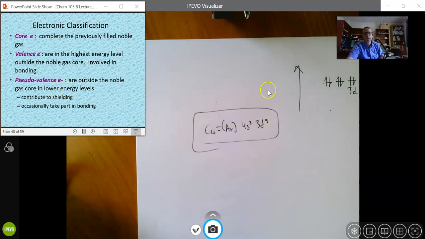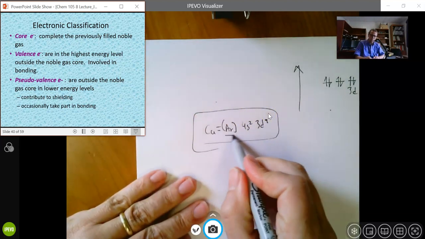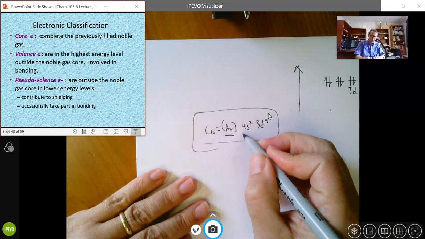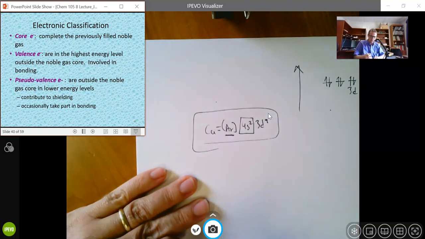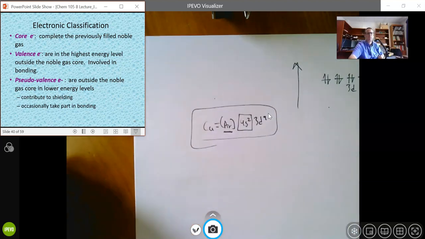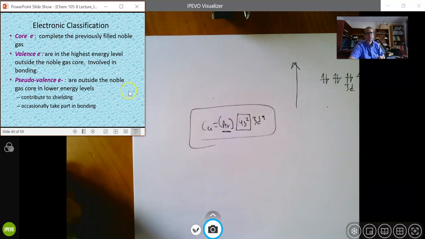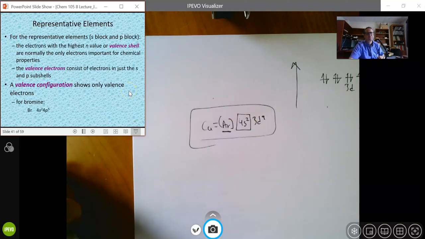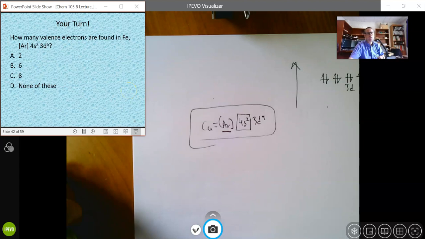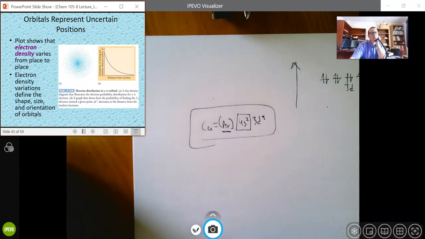9 pseudovalence electrons. Very good. They're electrons that aren't in the core, but are not the highest energy, the highest n value electrons. Okay. So let's see what else we got.